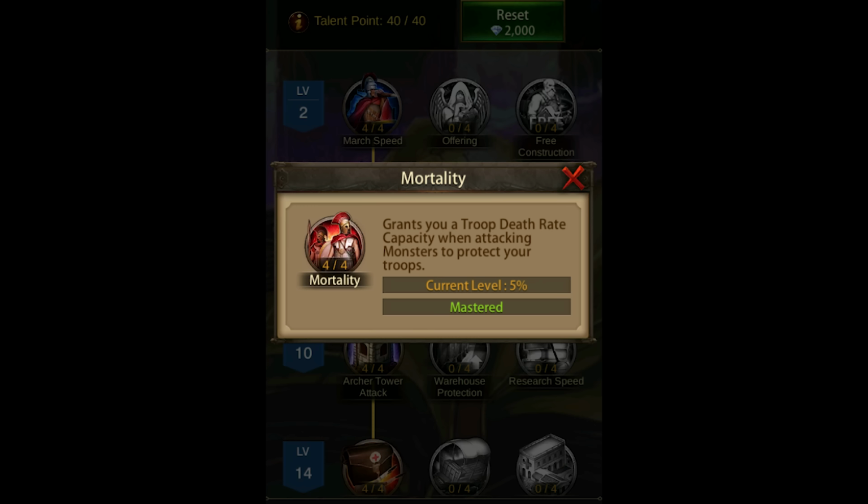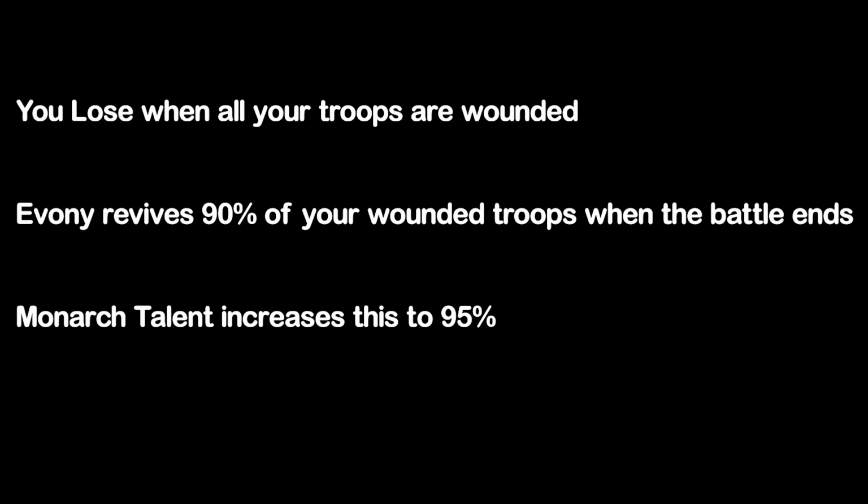And it's not true. It really just reduces the amount of wounds you take. The only time you lose against the monster is when all of your troops die while fighting the monster. Now, if you lost 1 million troops while fighting a monster, Evony gives you back 90% of your troops. It's the same way how wounded to death or death to wounded works with a normal PvP battle.